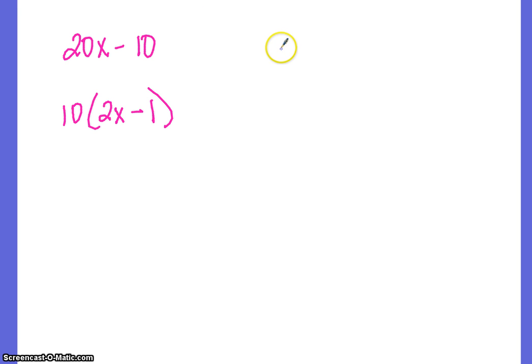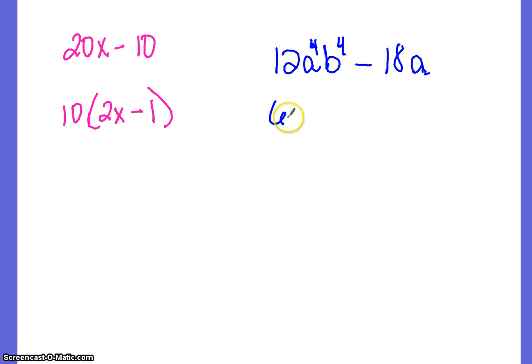If you had something like 12a to the fourth b to the fourth minus 18a, you would say 12 and 18 will both divide by 6. They both have an a. The smallest exponent was just plain a. And that's all they have in common, so that's all I can pull out.